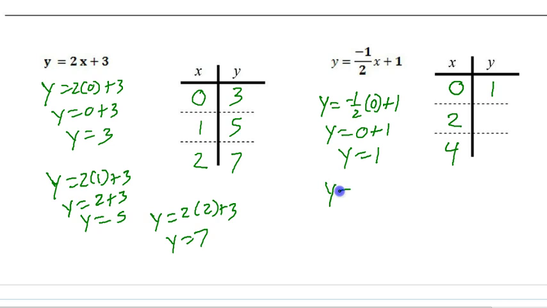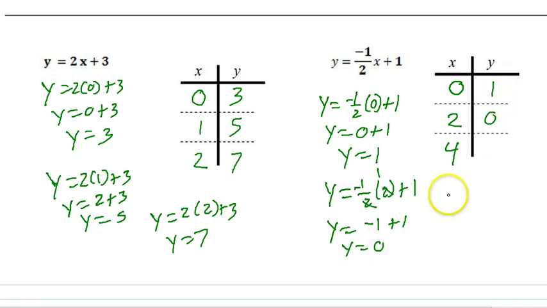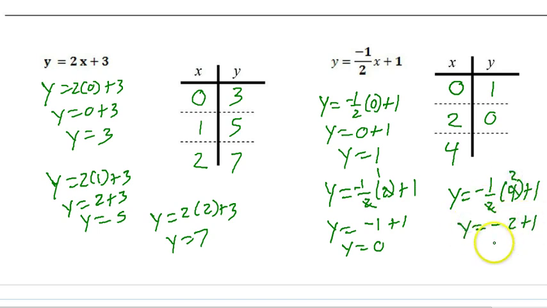And then if you pick it again, pick the other one we picked, the 2's will cancel and leave us with 1. So negative 1 times 1 is negative 1, and that gives us 0. Try it with the 4. The 2 again will cancel and leave us with 2. So that's y equals negative 2 plus 1. That's y equals negative 1. So as long as you pick evens with 2, you'll get the right answer.